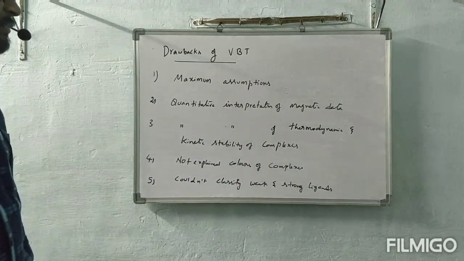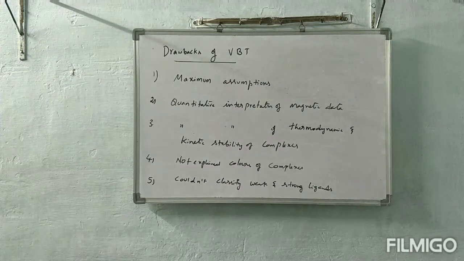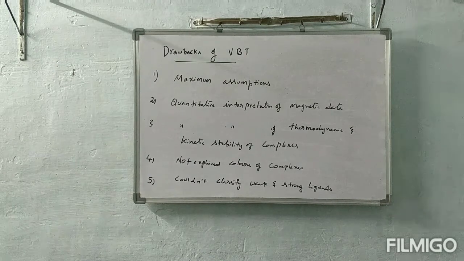Now look towards the board, all of you. Totally 5 drawbacks of valence bond theory I wrote on the board. First one, valence bond theory is included with maximum assumptions. Second, quantitative interpretation of magnetic data was not given. Third, quantitative interpretation of thermodynamic and kinetic stability of complexes. Fourth, not explained color of complexes. And fifth, couldn't classify weak and strong ligands. Some ligands are strong and some are weak, and this classification was not given by valence bond theory.